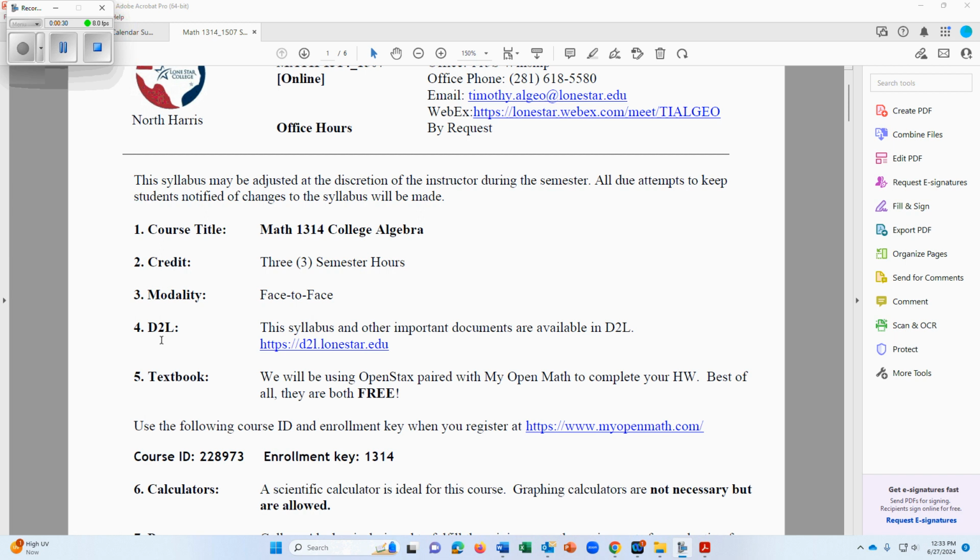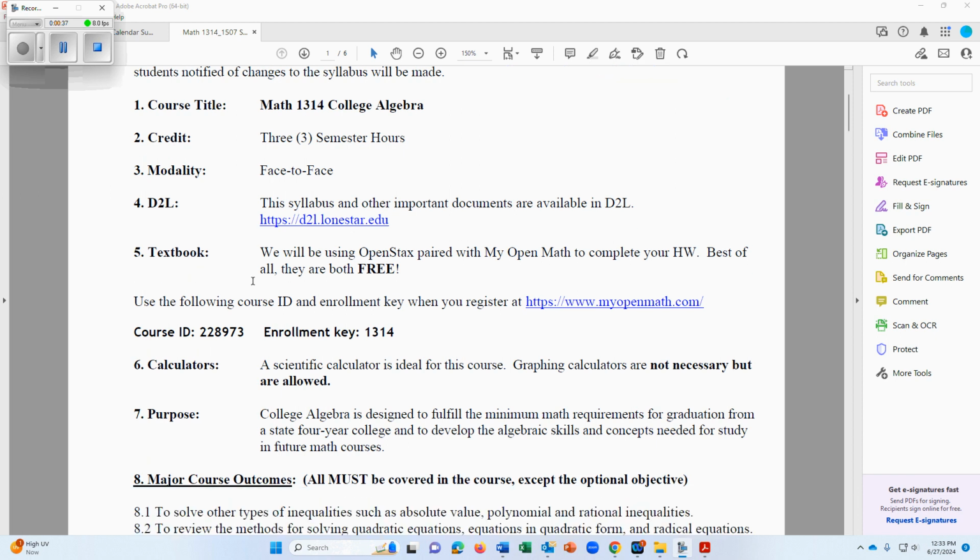So D2L, we'll definitely look at that in a moment. That's where all these documents will be. And so, textbook. For a textbook, I'm using an OpenStax, and I'm pairing it with this program called My Open Math. Those two are both going to be free, so you do not actually have to purchase anything for this course. That's the good news. And here is how you're going to set that up. Here's a link, and then here's the course ID, and then here's the enrollment key that you're going to use to get into the course.